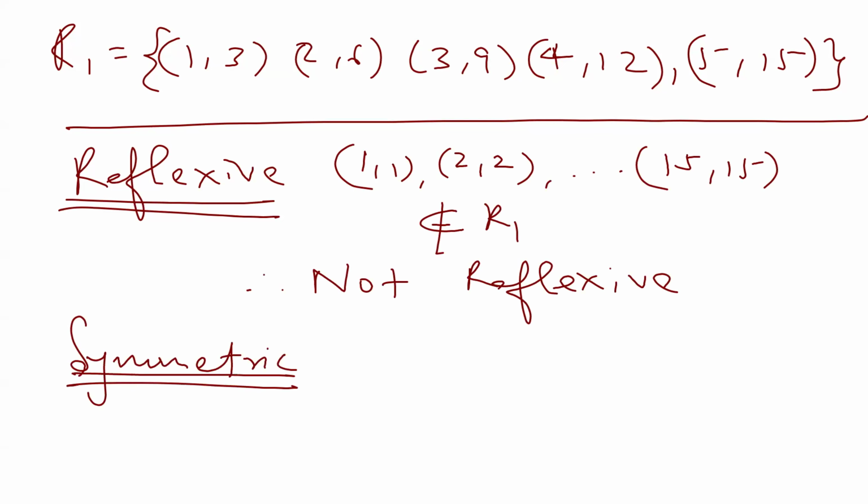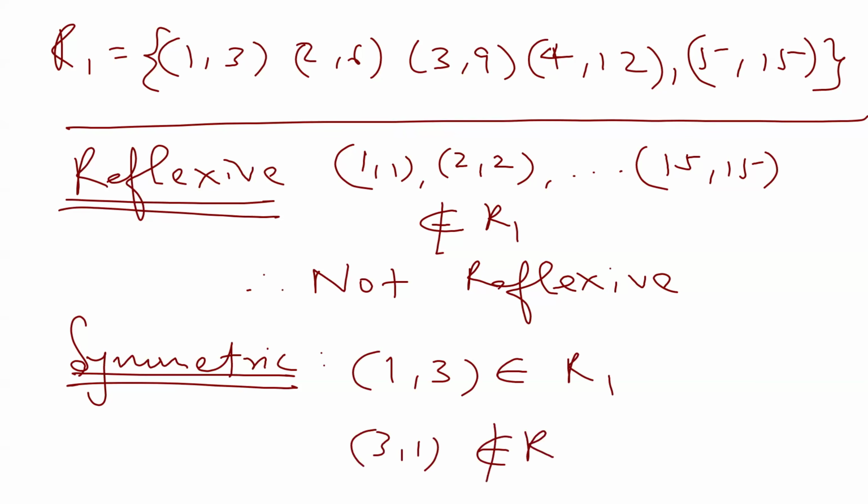Then we'll start with symmetric. Even if one example fails, everything fails. Now (1, 3) belongs to R1. Just reverse this. (3, 1), does it belong to R1? No, it does not belong to R1. Therefore, it is not symmetric as well.